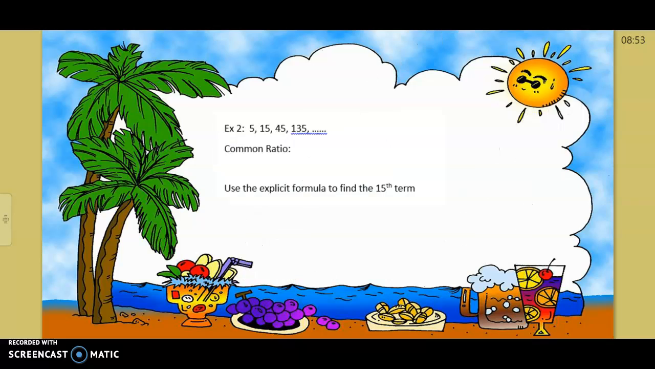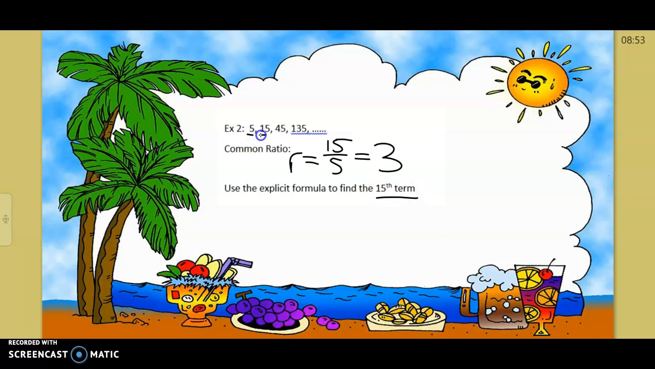Pretty good. 135. Who thinks they know it just by looking at it? Chrissa. Let's see, because all we need to do is take a number like 15, and choose the small ones, keep it easy, and divide it by the one before it. 15 divided by 5, you're right, it is in fact 3. We want to find the 15th term.